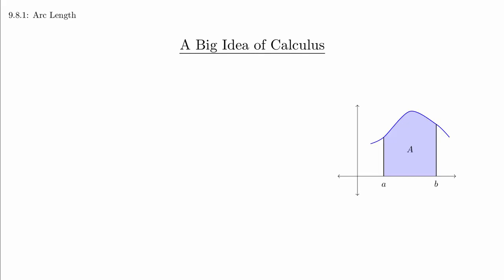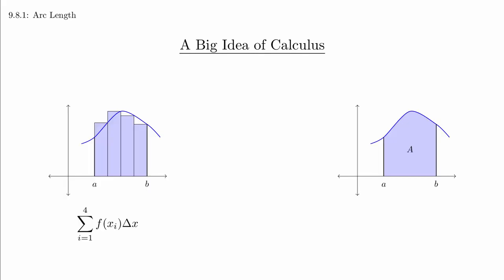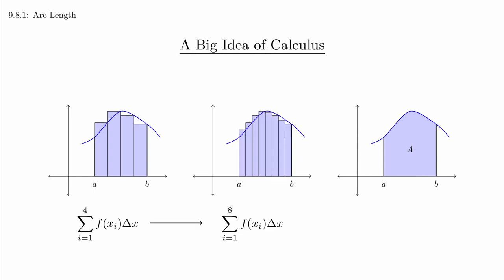We see this when thinking about the area under a curve. We approximate the area with rectangles, and then increase the number of rectangles to get better and better approximations. This limiting process becomes an integral, which we can think of as a sum of infinitesimal pieces. It turns out that we could do this with a huge variety of objects.